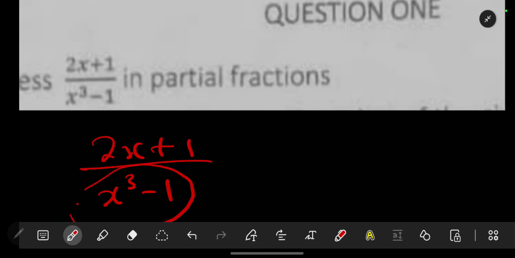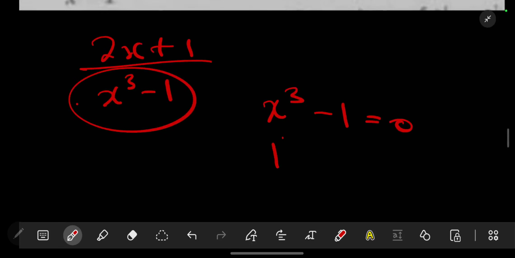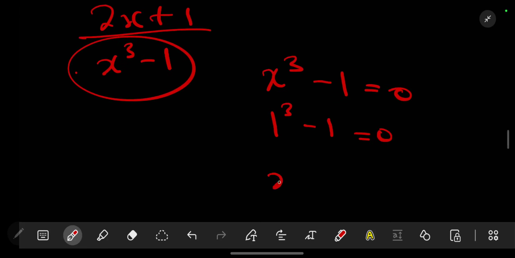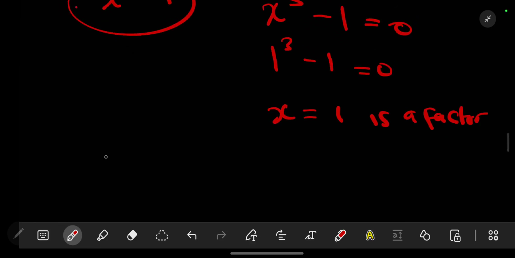let's first deal with this. Make sure that the bottom part is factorized if it can be factorized. So factorizing this by looking at it, if you have x cubed minus 1, the number that you can put here to give you 0 is 1, because 1 to the power 3 minus 1 is equal to 0. That means x is equal to 1 is a factor. If it is a factor, you are going to use it. So if x is equal to 1, you can bring it back here. So it will be x minus 1 is equal to 0.